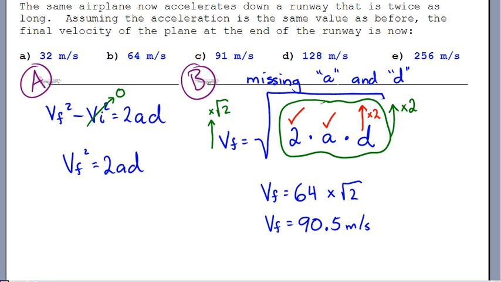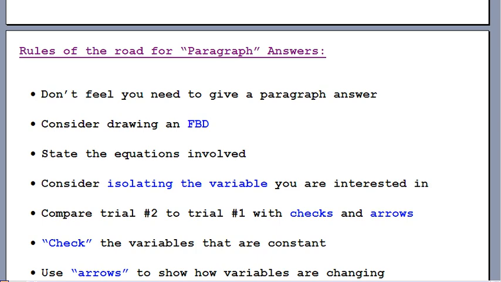There's kind of a more elegant, official way to do it, but this is going to work just fine for everything we're doing. We're just going to write down the equation that's important, and then we're going to clean it up as much as we can, and then we'll just put checks on things that aren't changing and arrows on things that are. So let's kind of make this a little bit more official. For these kind of like, hey, write down your thoughts questions, they almost look like paragraph questions.